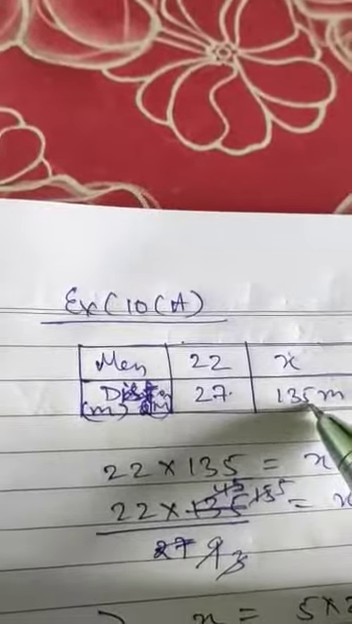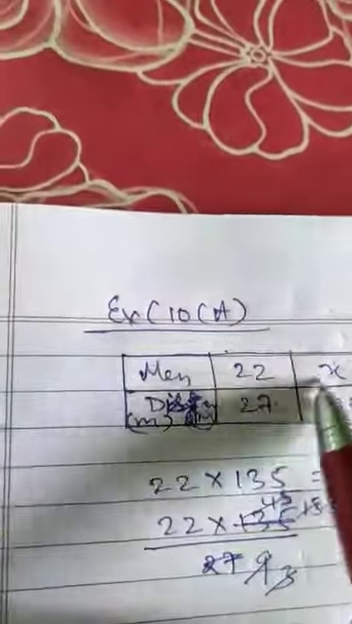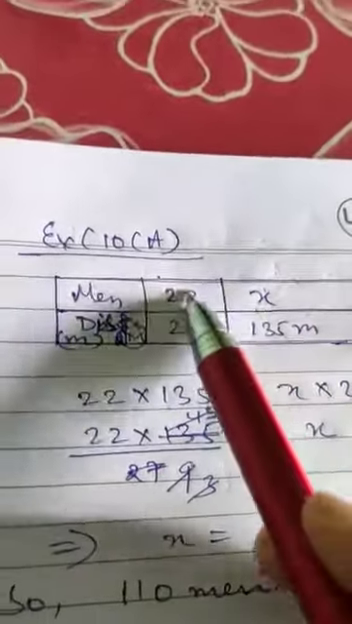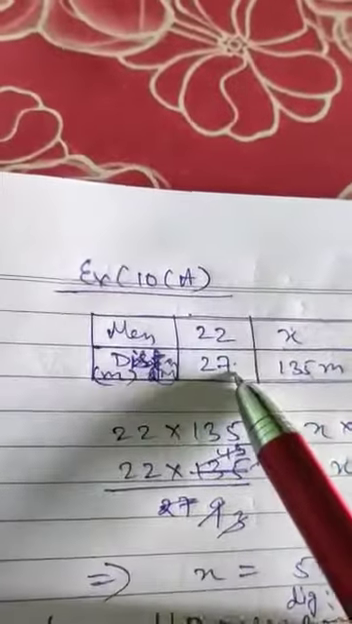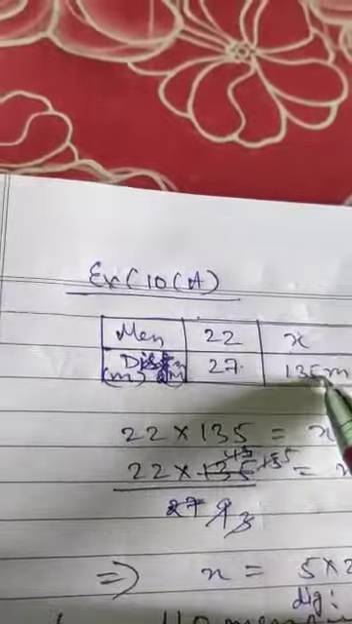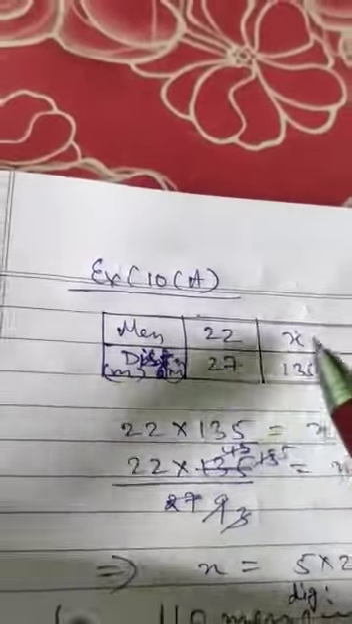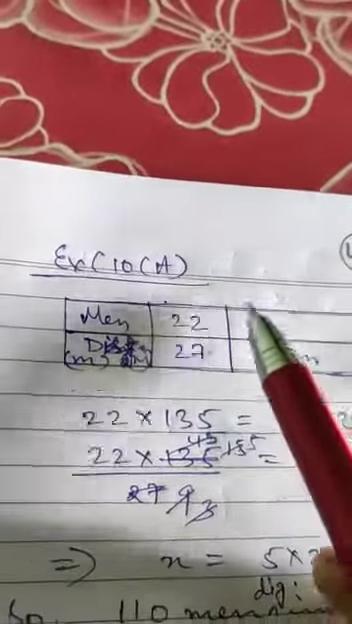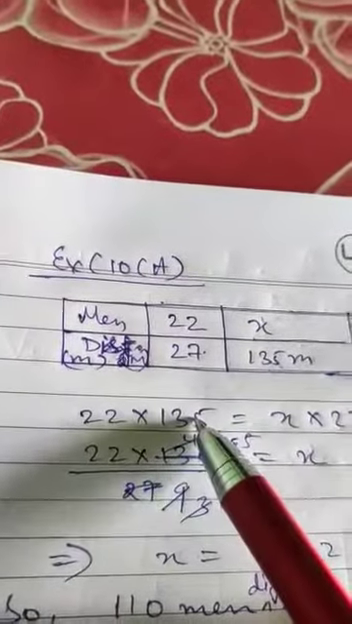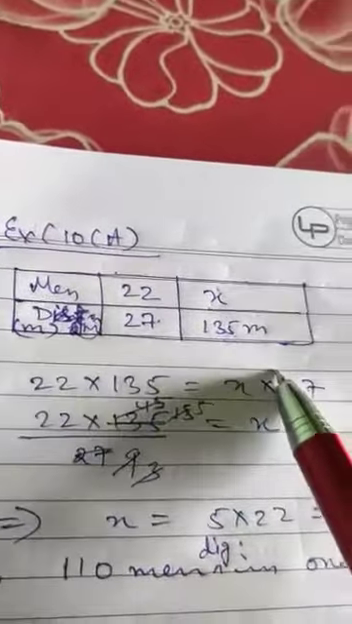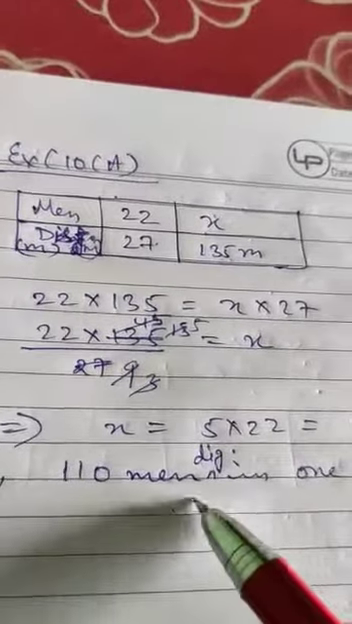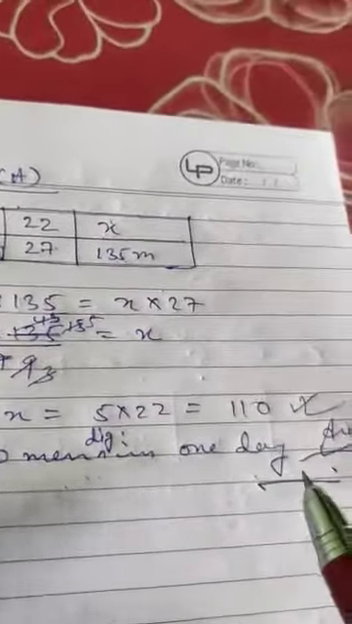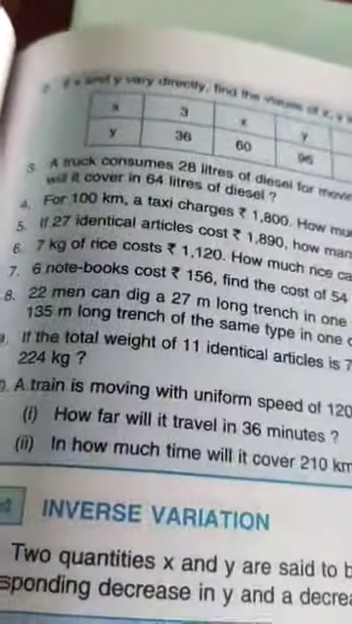We don't know how many men, so let it be X and 135. Always remember, children, you have to do cross multiply in direct variation. This into this, this into this. Clear? When you write X1 by Y1, X2 by Y2, automatically you have to do cross multiplication. So directly you will do 22 into 135 equals X into 27. You will solve and get the X value: 110 men can dig in one day. That is the answer. Okay, 10 questions are there, you solve. Any doubt, ask.